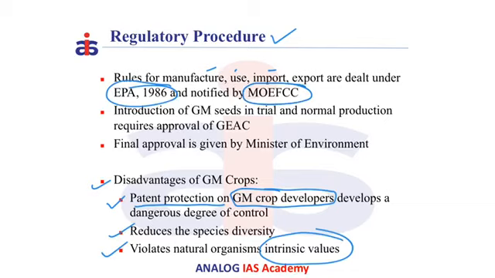A GM crop developer submits an application to the GEAC, that is the Genetic Engineering Appraisal Committee, which is a committee formed under the Environment Protection Act and which gives approval for the pilot production as well as the normal production. After the approval by the GEAC, it goes to the minister, who is the final deciding authority on whether the crop should be grown in India or not.